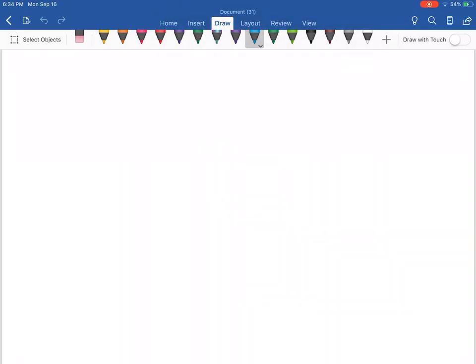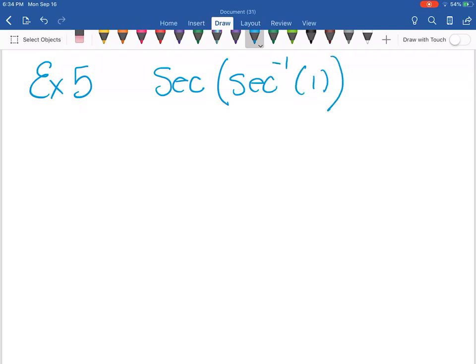Okay, last example. Example 5 for inverse trig expressions. I'm going to find the secant of the inverse secant of 1. So I've got to do inside the parentheses first.